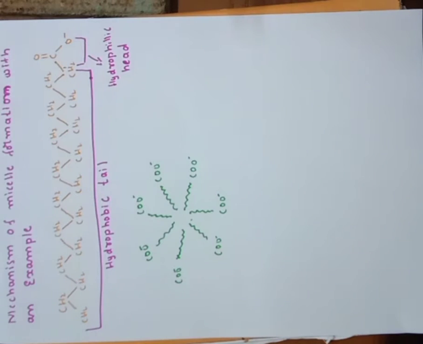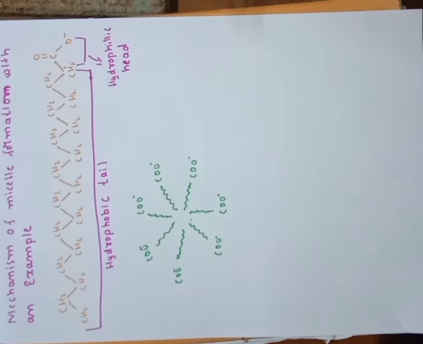The formula of sodium stearate is C17H35COONa. The stearate ion has a long hydrocarbon chain. You already know hydrocarbon means it contains hydrogen and carbon. So the stearate ion has a long hydrocarbon chain.